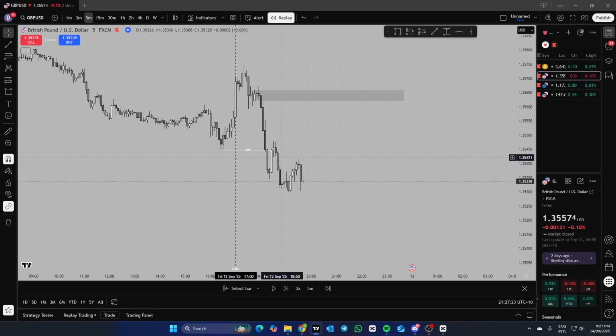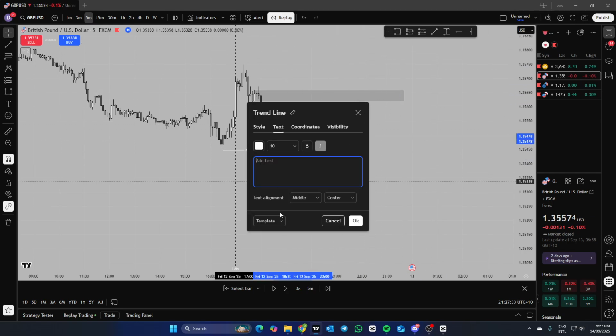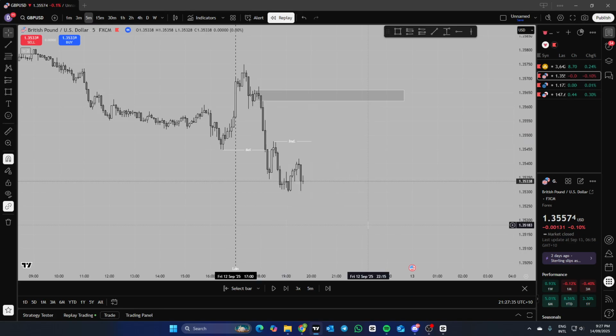Regardless, really mechanical. Break of structure. Then, little bit. Oh look, little bit of inducement and liquidity. This is another thing that I use. We'll just mark it as inducement. Then we skip forward a little bit more.